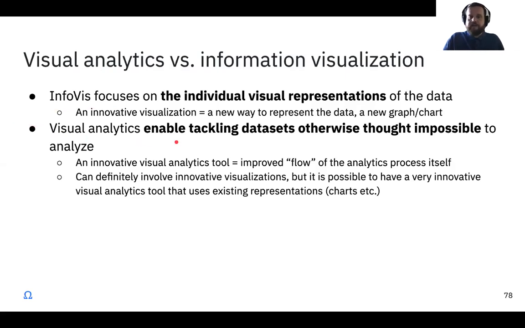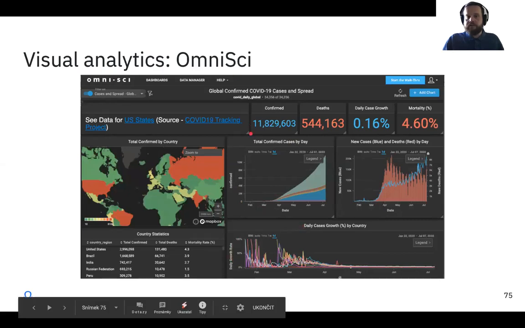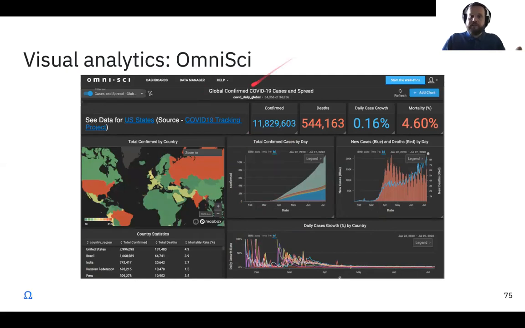Whereas in visual analytics, the goal is to enable tackling data sets otherwise thought impossible. So if you have an innovative visual analytics tool, then you're improving the flow of the analytics process itself, but the visualizations that are part of the dashboard do not have to be innovative for you to have an innovative visual analytics tool, if that makes sense. As we have seen here, none of these sub-visualizations are anything new by the time OmniSci rolled out. But together, they give good insight into a problem, which is global confirmed COVID-19 cases and spread.